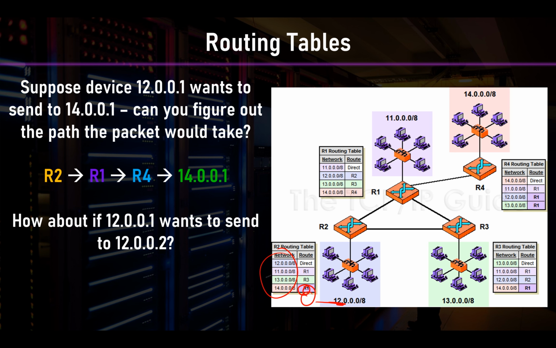If we just follow that, we should get this path. Let's say if we want to send from 12.0.0.1 to 12.0.0.2. Since that's on the same network, it's just going to go to this switch. This switch will realize it's on the same network, and then it's just going to send it to the correct device.